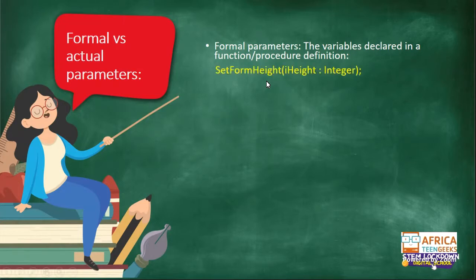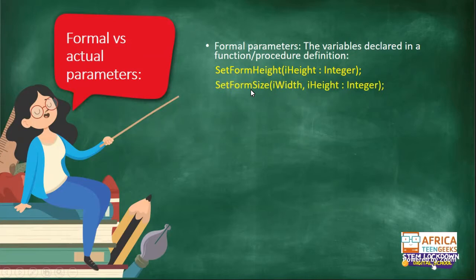Set form height. If I wanted to make a procedure that changes the height of my form in code, I would define this procedure and then add height as type integer. It's going to basically change the height of my form to this new size over here, and this over here would be my formal parameter.